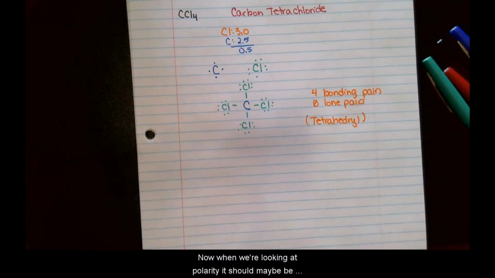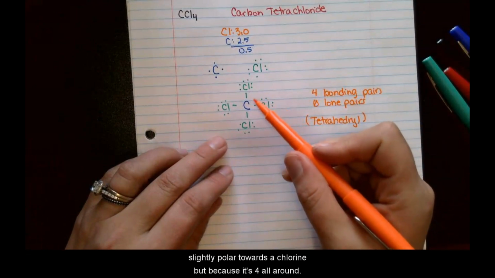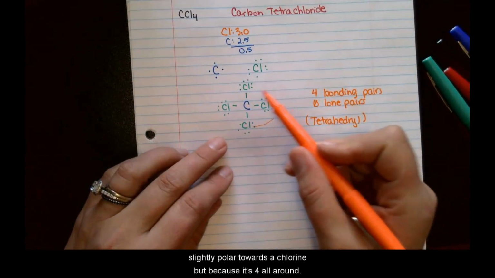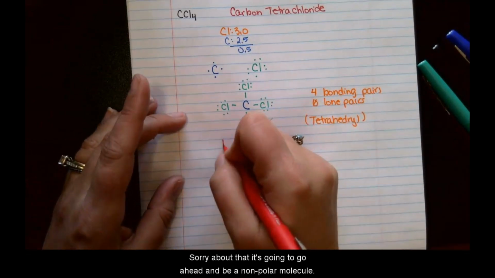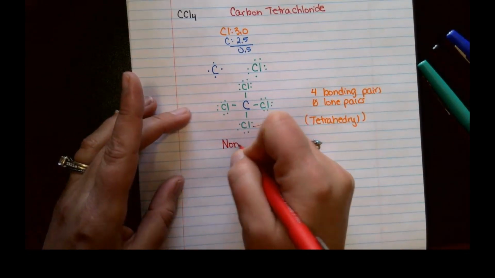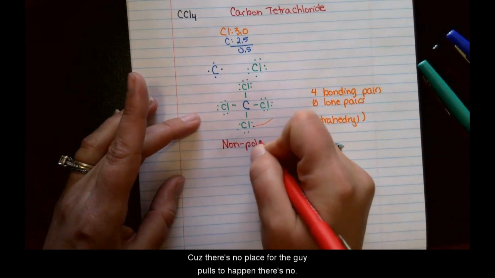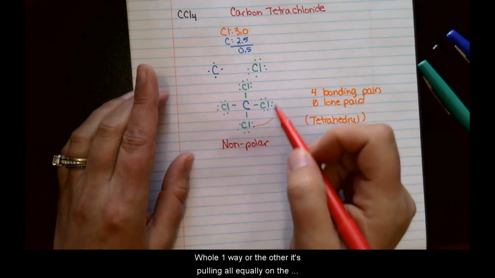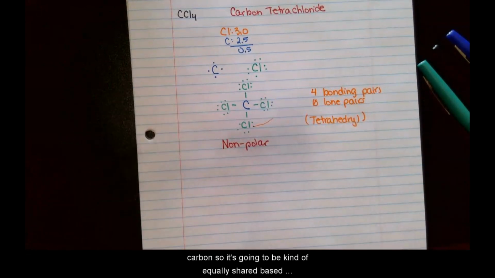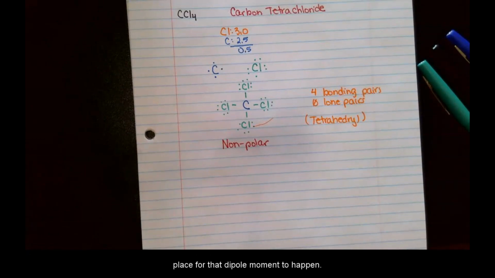Now, when we're looking at polarity, it should maybe be slightly polar towards a chlorine, but because there's 4 all around, oops, sorry about that, it's going to be a nonpolar molecule because there's no place for the dipoles to happen. There's no pull one way or the other. It's pulling all equally on the carbon. So it's going to be kind of equally shared based on the molecular geometry and the fact that there's no place for that dipole moment to happen.